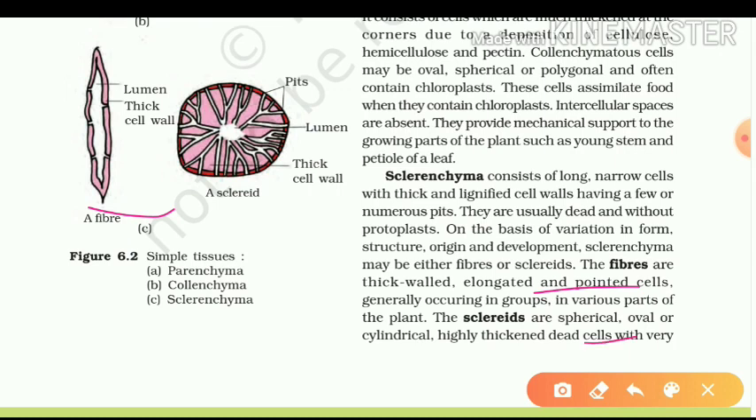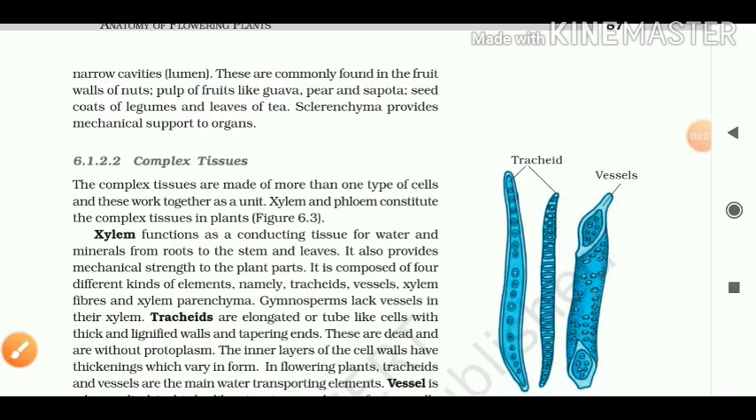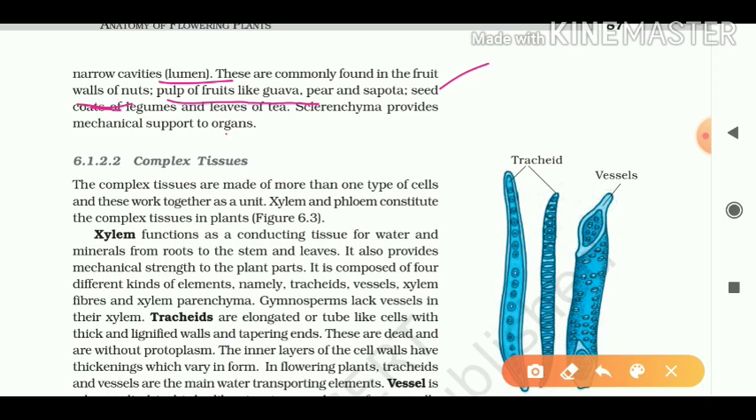So guys, sclereids are spherical, oval or cylindrical, dead cells with a very narrow cavity, which is said to be a lumen. Lumen is nothing but a narrow cavity present inside the cell. Don't be confused. They are commonly found in the fruit walls of nuts, the pulp of fruits like guava, pear, sapota, the seed coats of legumes and the leaves of tea.